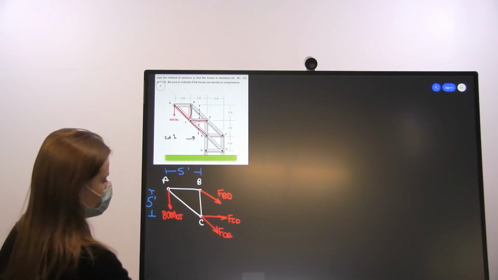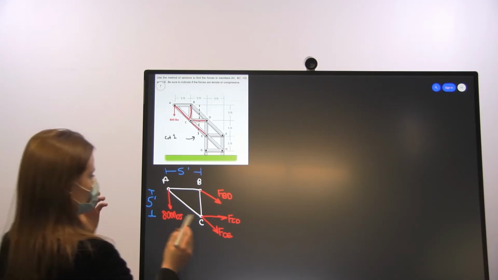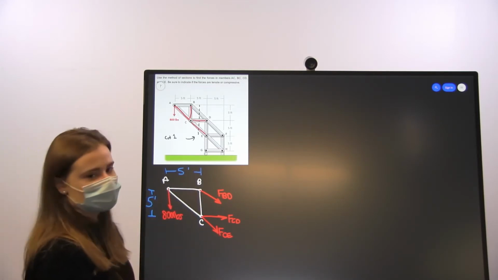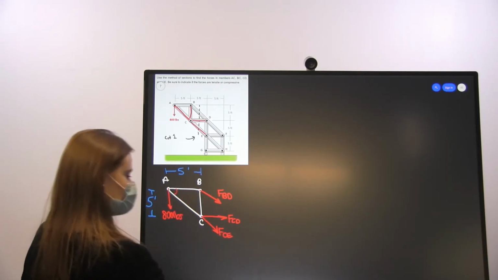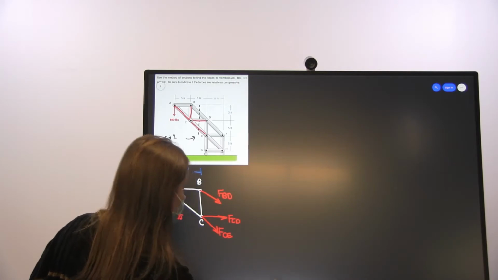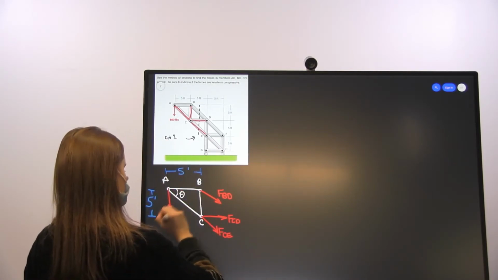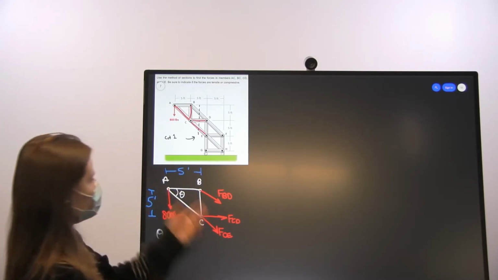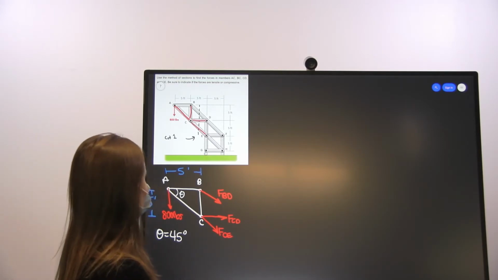So it's important to note that we have a triangle here. We're going to want to find our angles in here. So it's 5 feet and 5 feet. It's a 45-degree triangle. So the theta angle in this triangle, theta is equal to 45 degrees. We know that 5 feet and 5 feet, if you solve it out, it is 45 degrees.